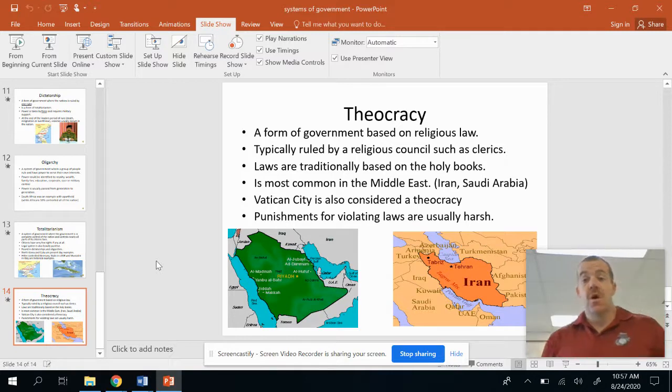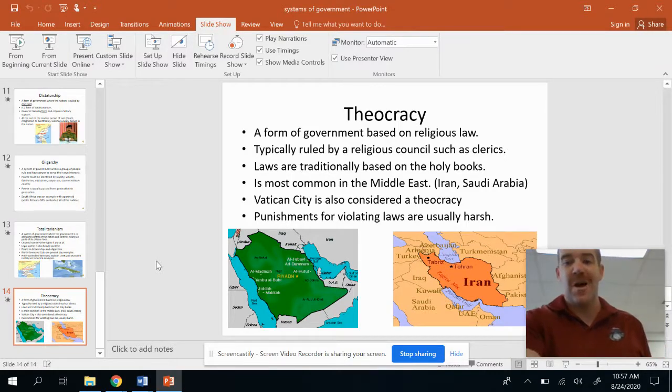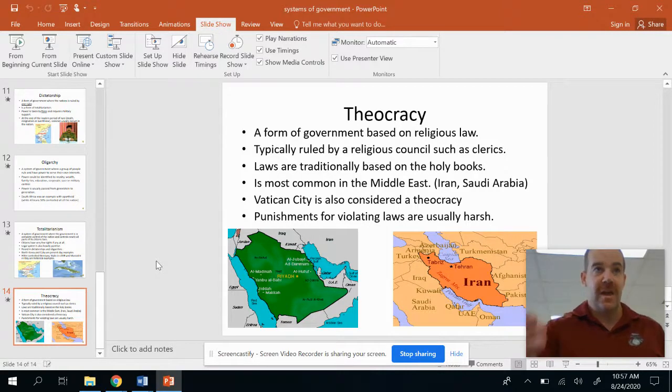Okay, so this still happens today in the Vatican City, all right, which is a Catholic city in Italy or near Italy, where the Pope rules the government, but also he's ruling the church there. All right, the laws are traditionally based on holy books. Okay, it's most common in the Middle East, particularly Iran, where you have ayatollahs that rule there. They are the government's law and the government's leader, but also the religious leader of the state.